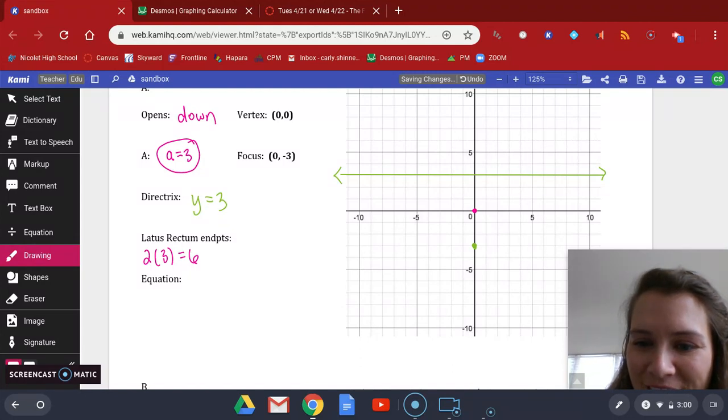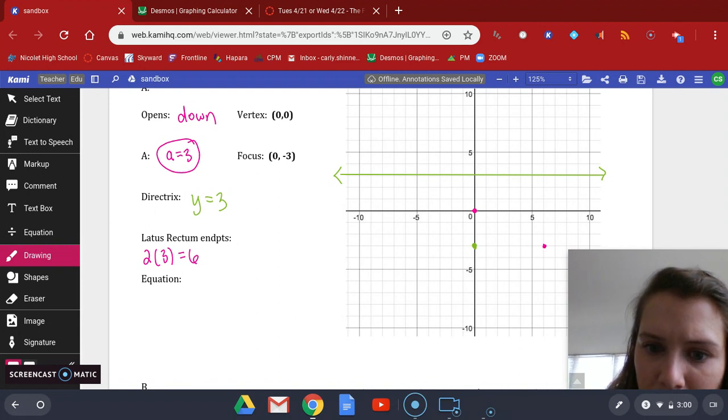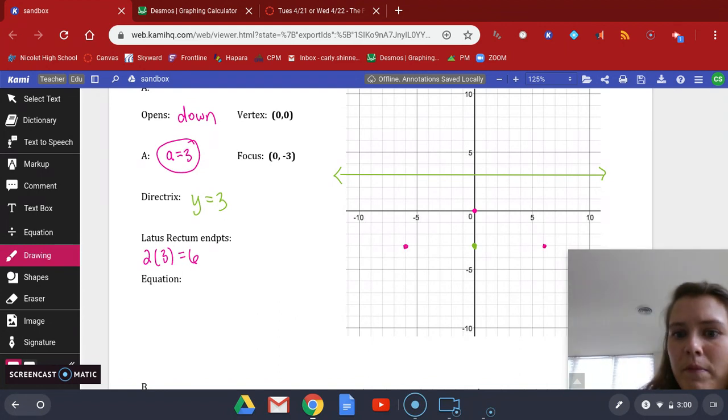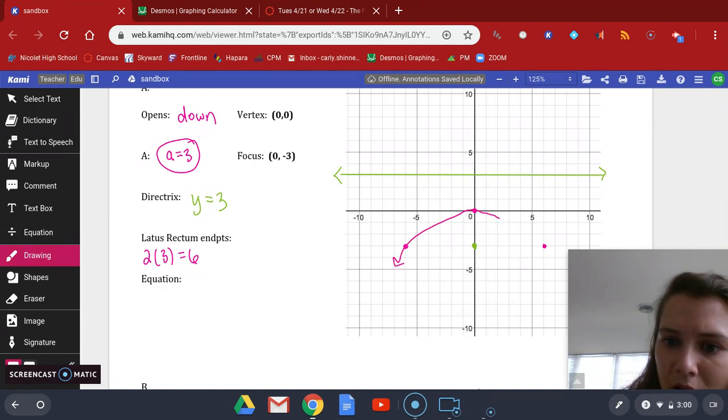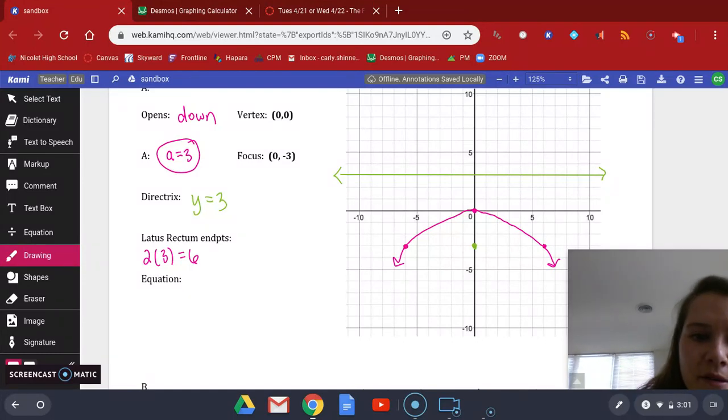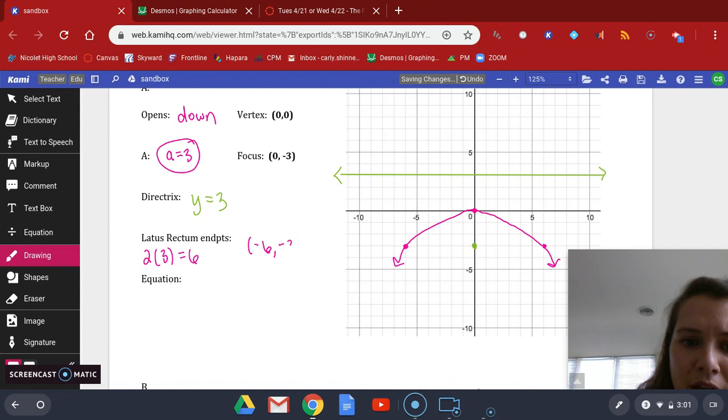Cool. So I go to my foci: 1, 2, 3, 1, 2, 3. Okay. Cool beans. So then fill in the shape here. Alrighty, so my latus rectum endpoints are at (-6, -3) and (6, -3).